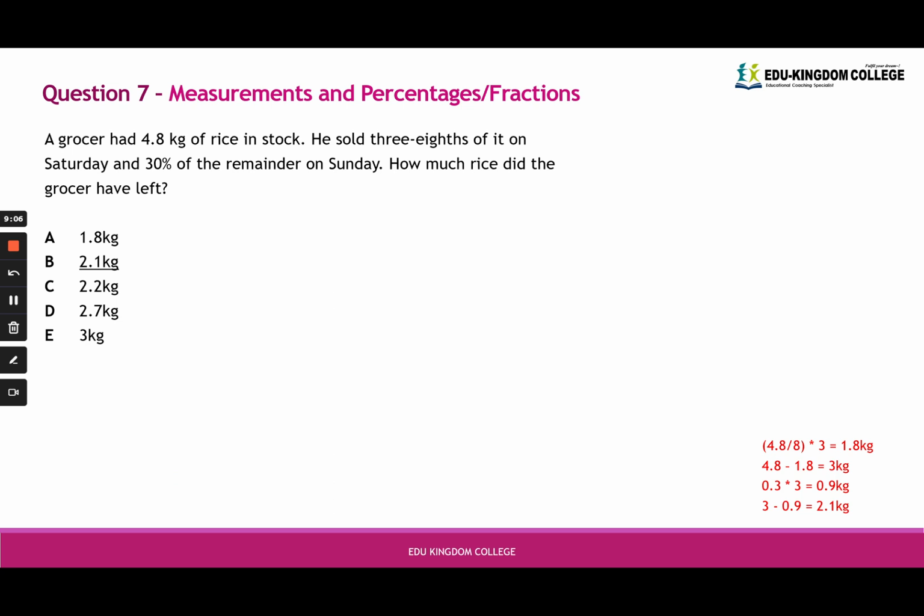Question 7. So measurements and percentages or fractions, right? So a grocer had 4.8 kilos of rice in stock. He sold 3/8 of it on Saturday and then 30% of the remainder on Sunday. So how much rice did the grocer have left? Okay, so let's see. He sold 3/8 of it on Saturday, right? So what we can do, we can just do 4.8 divided by 8, and then we can times that by 3, and so that means he sold 1.8 kilos on Saturday.